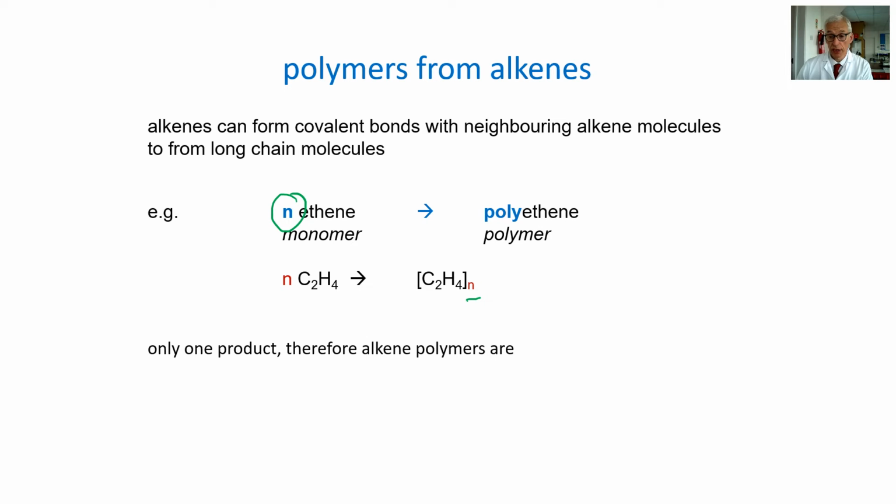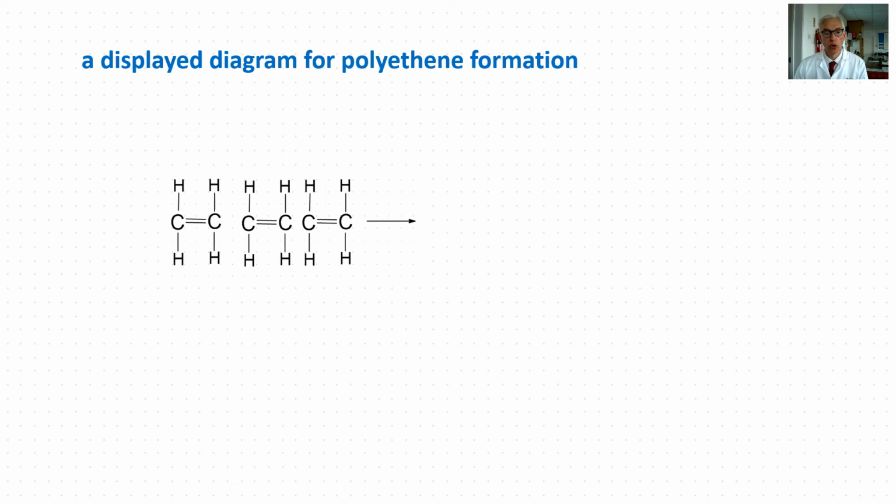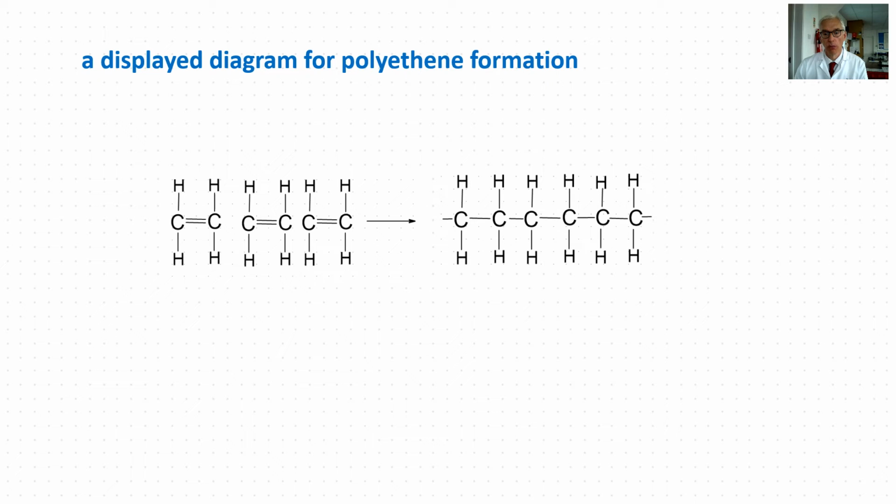As there's one product, we can assume that it is an addition reaction, so polymers of alkenes are referred to as addition polymers. So you might be asked to interpret or draw display diagrams for polymers. So if we draw, for example, 3 ethenes, we would simply link those together to form a long chain of carbon atoms.